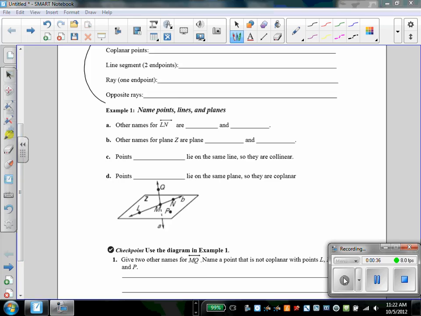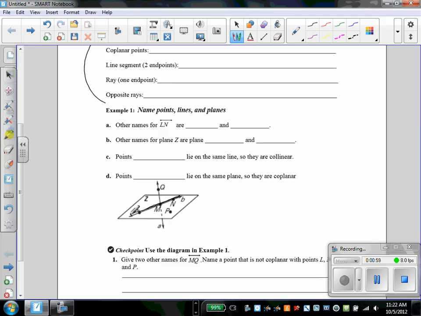Welcome back. Now that you have the vocabulary for this section written down on your note guide using the back of your textbook, let's talk about this example number 1, which says name points, lines, and planes. Letter A, it says other names for line LN are blank and blank. Well, LN is right here.